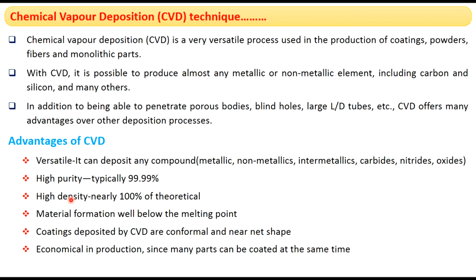Next advantage is highly dense deposits are obtained. Nearly 100% of a theoretical density is obtained by chemical vapor deposition technique. Next advantage is material is formed below the melting point. Deposition is done below the melting point of the deposit. Next advantage is the deposits which are done on the substrate are of desired shape and also of desired size. This is another advantage of CVD technique.